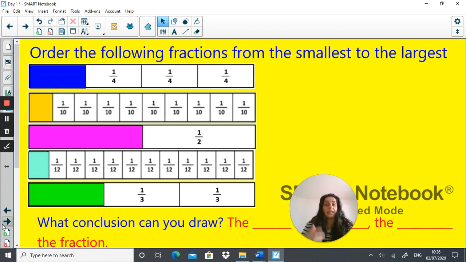Now here we go. Now can you order these fractions from smallest to the largest? Have a go.